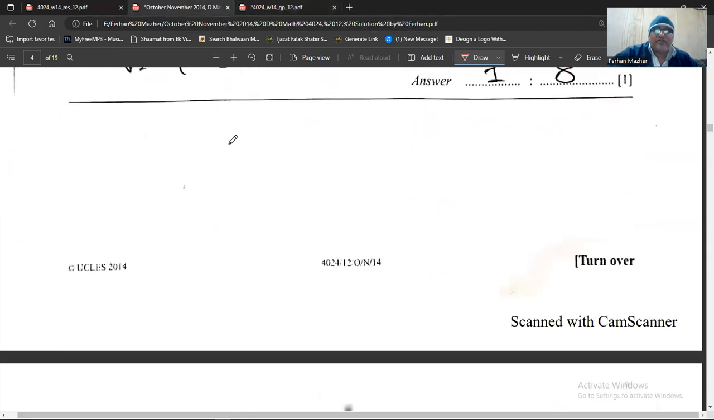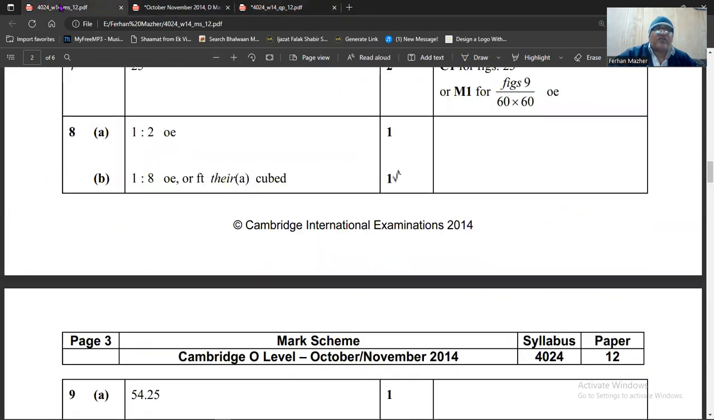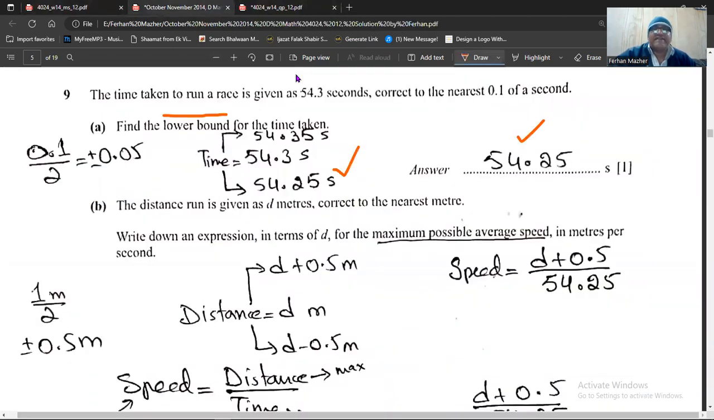Let me show you. I have done it properly. Here we go. 0.1 divided by 2 is 0.05 seconds, plus or minus. The main reading is 54.3 seconds, so you add this here and you get 54.35 seconds. That's the upper bound. And from 54.3 seconds, subtract this 0.05 seconds and you get the lower bound. They have asked you to find the lower bound for the time taken, so this is 54.25. Let's check. 54.25 is the right answer.